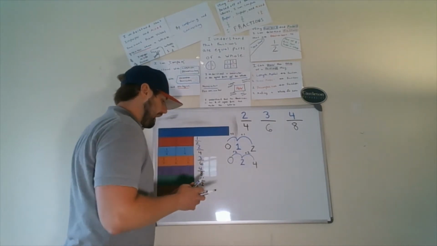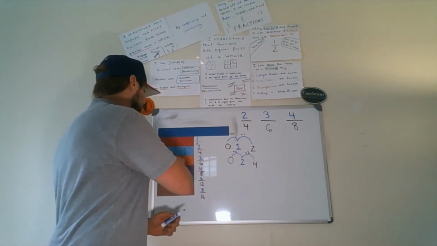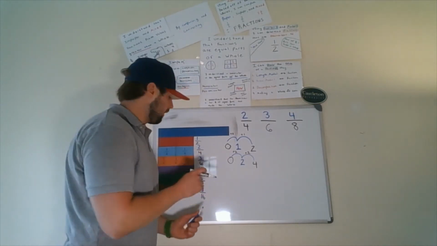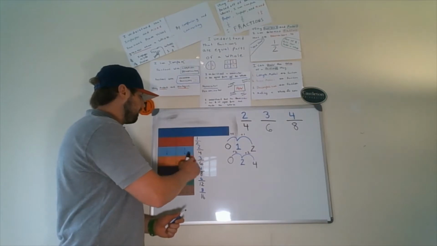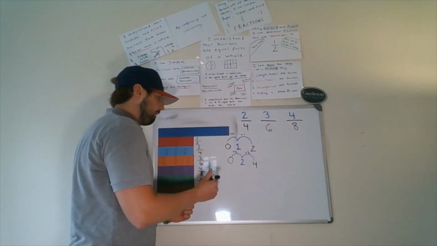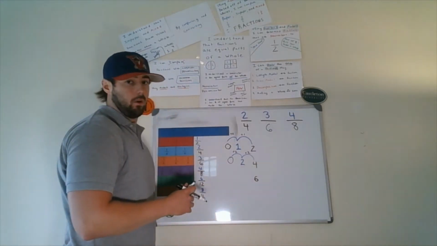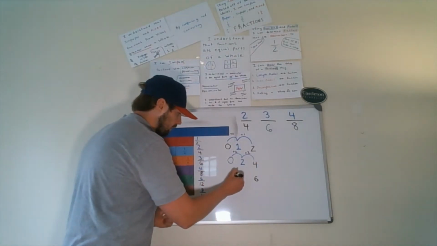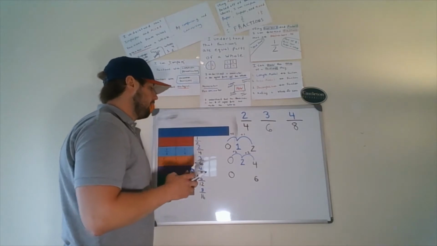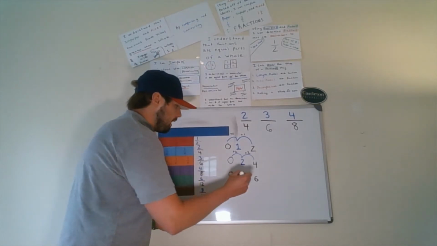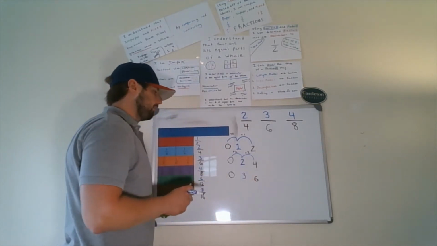Let's take a look at another example. Let's take a look at 3/6. We know 3/6 is equivalent to 1/2. There are 6 parts that make that whole. Always start with that 0. And we know that there are 3 parts of.